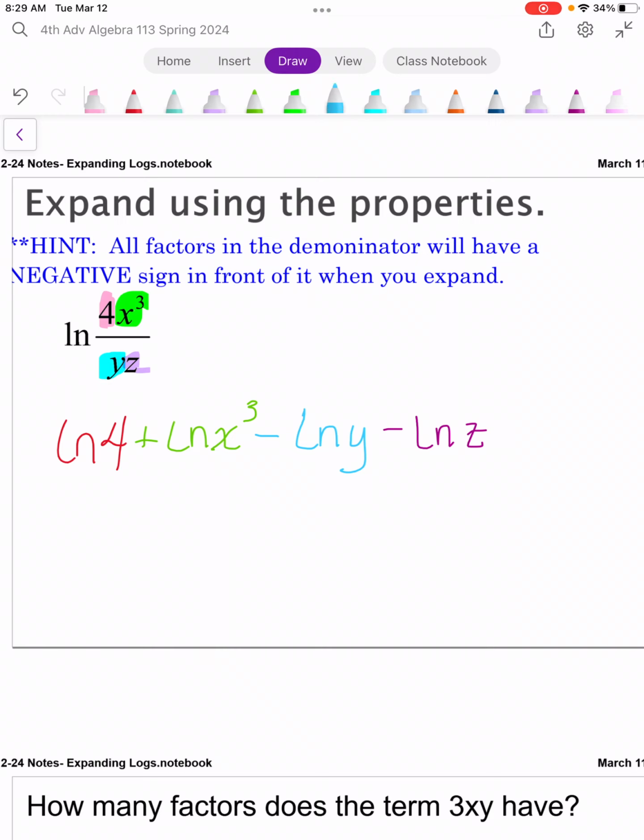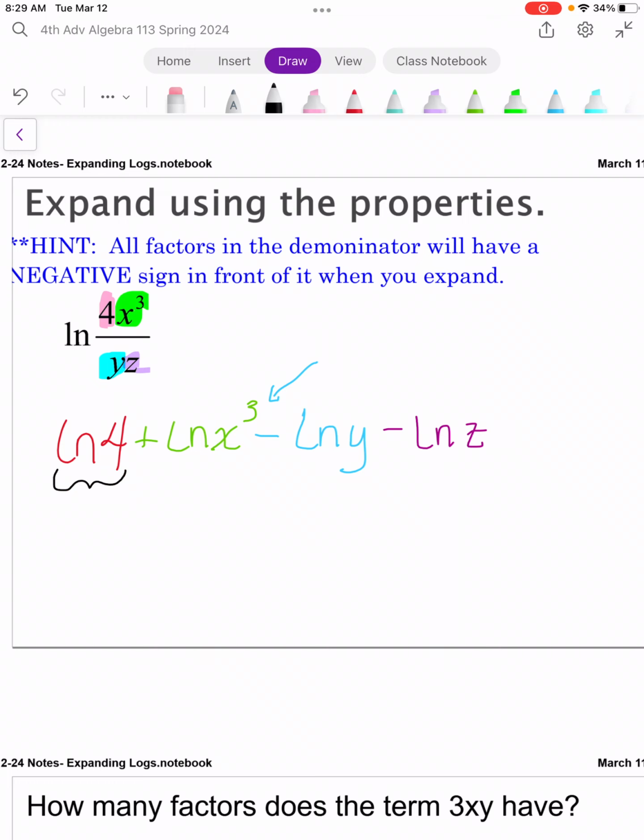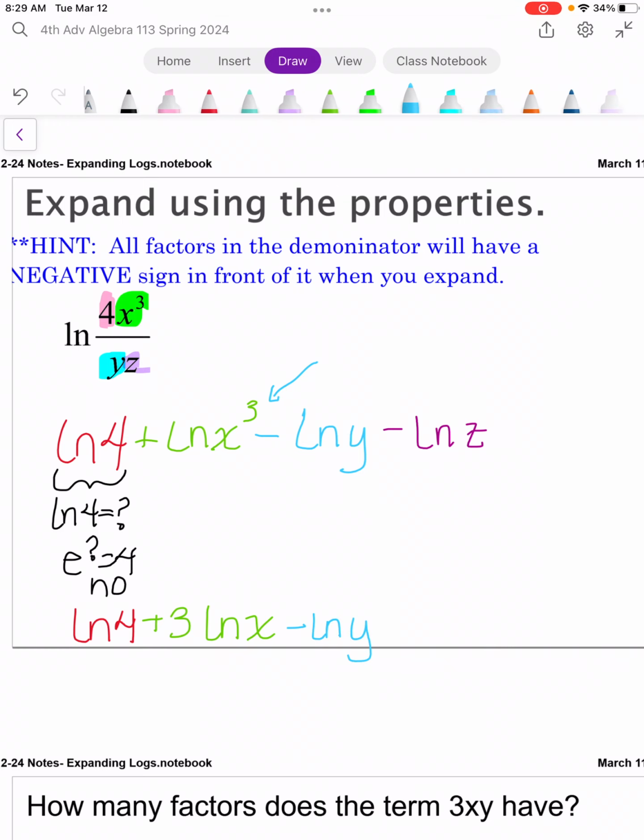And then I have two things I need to do. The 3 right here needs to go down out front. And I need to check the natural log of 4. Can I simplify that? So if the natural log of 4 is equal to something, is e to some power equal to 4? No. So this can't be simplified at all. So this becomes the natural log of 4 plus 3 natural log of x minus the natural log of y minus the natural log of z.